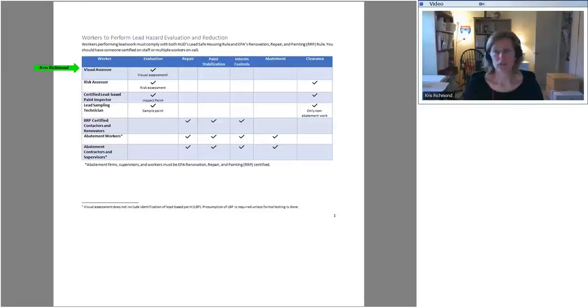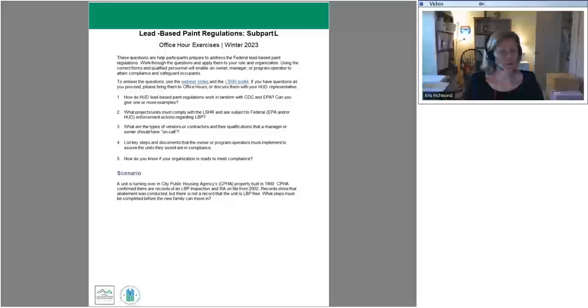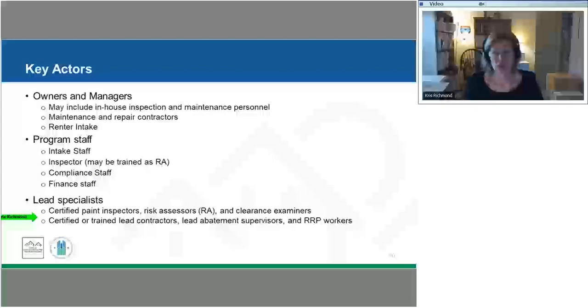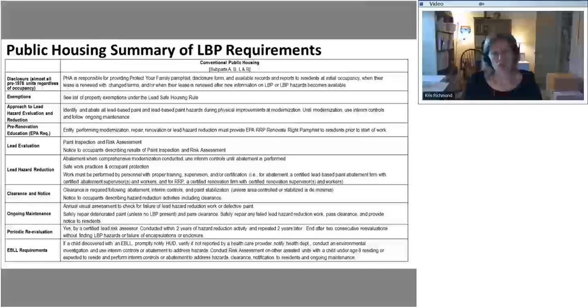All right, let's look at question number 4. List the key steps and the documents that the owner, the PHA, has to implement to ensure that the units are in compliance. So I always think it's helpful to look at the summary chart, and that's, I think, on slide 33. So the summary chart is usually where I go to try to help me remember what are all the steps that I need to follow.